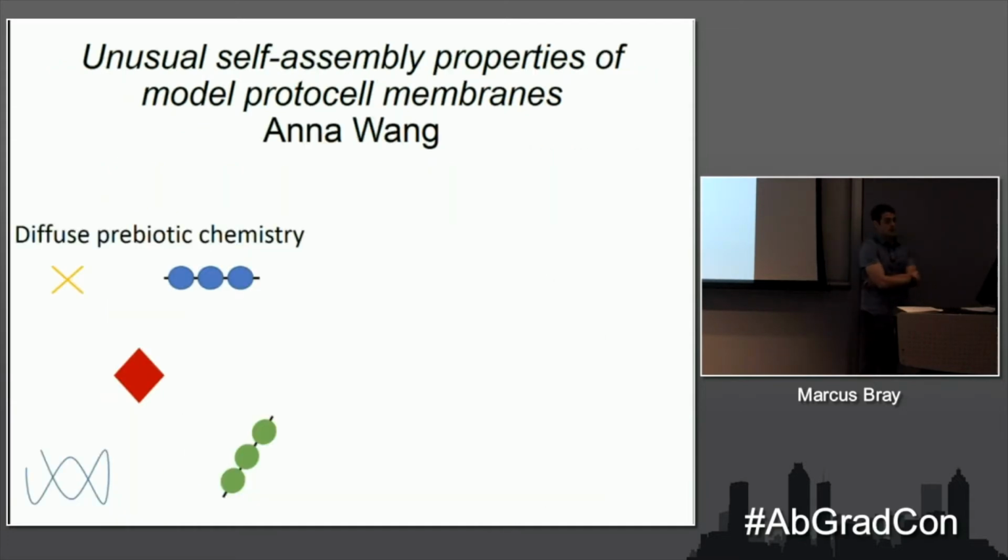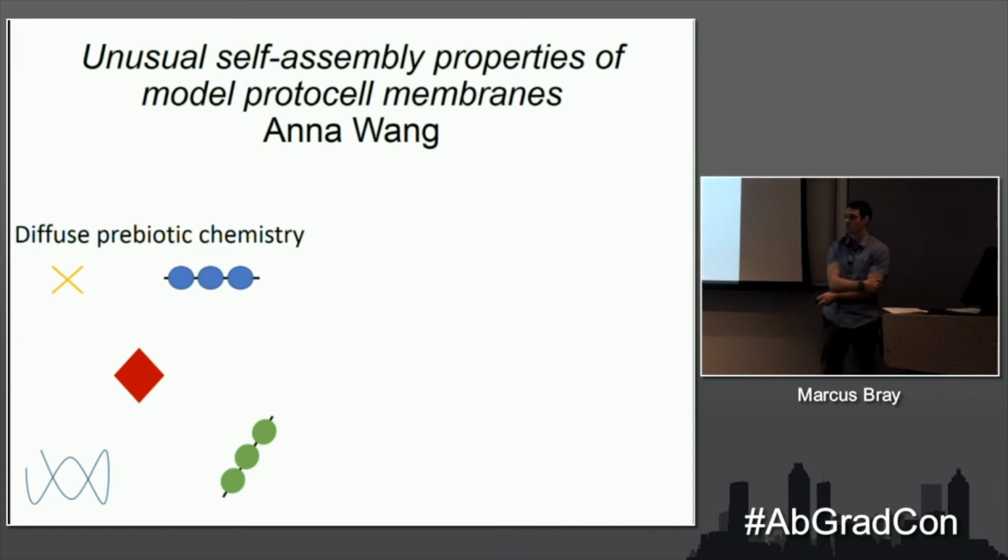So then finally, under the umbrella of this topic, Anna is going to talk to us about membrane formation. And this is a really important step in terms of going from prebiotic chemistry to cellular life, because we can think of without a membrane, we have this diffuse prebiotic chemistry where things are far apart, they're not at high concentration. Molecules that are reacting with each other might not be doing so in a very fast fashion.